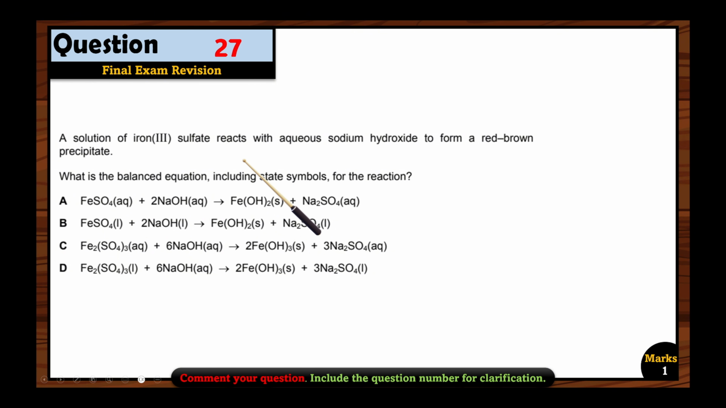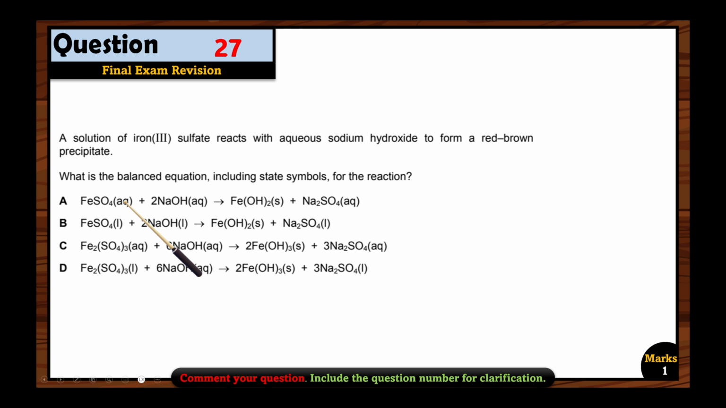Now let's see, they say that a solution of iron sulfate, right? So it means iron sulfate should be aqueous. So where can we find the word aqueous here? In A and in C, right? So A or C can be right. Now let's see for aqueous sodium hydroxide. Which option can be right? A or C? Yes, both have aqueous sodium hydroxide.